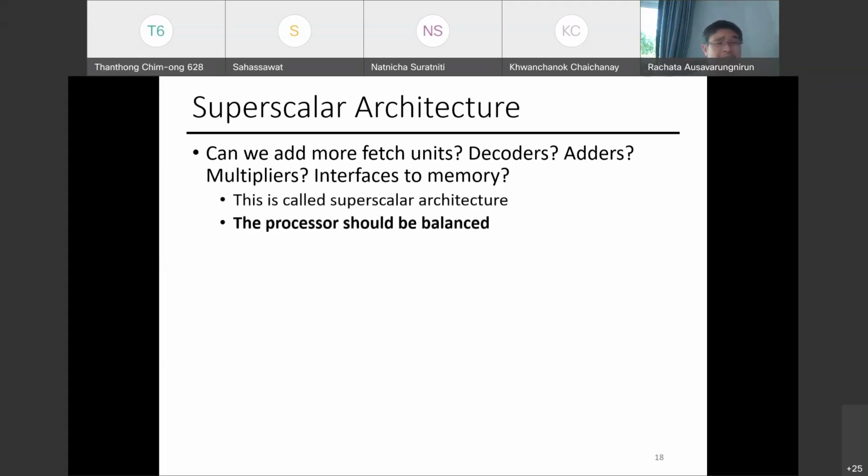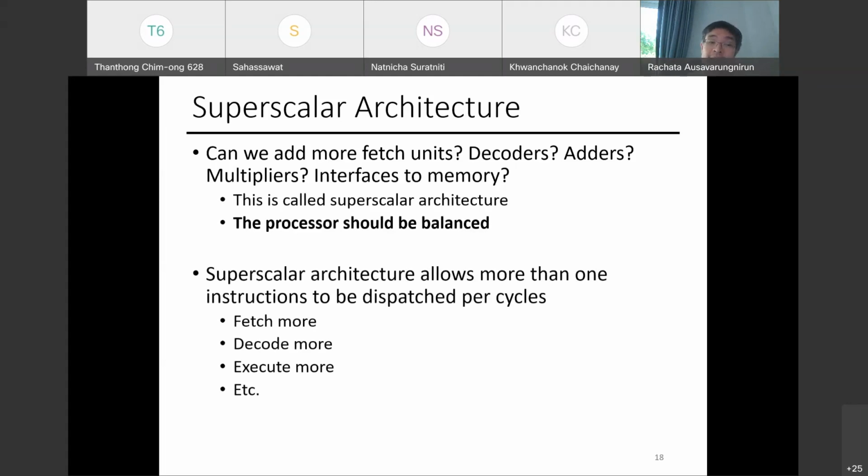And one of the key things here is, well, if you want to put something in, make sure they are balanced. If your workload is just a bunch of floating point multiplies, make sure you have a lot of floating point multipliers and not a lot of, say, adders, right? It allows more instructions to be dispatched. Dispatch means I'm going to put an instruction into the pipeline to run it, right? When I say dispatch, it means that I start running that instruction. So it allows you to dispatch more instructions per cycle. You can fetch more, you can decode more, you can execute more.